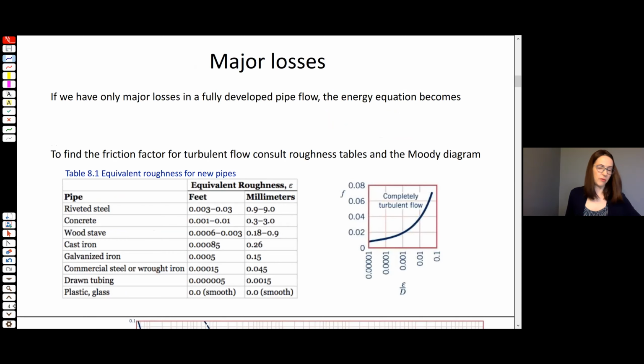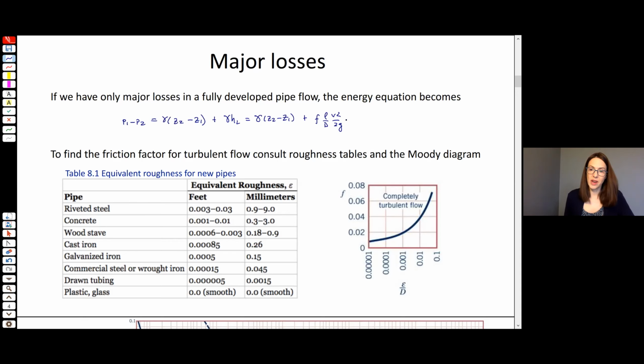So if we have only major losses in a fully developed pipe flow, we can rewrite the energy equation as follows in terms of a pressure difference between the two ends of a length of pipe. It's equal to gamma times the difference in heights plus gamma times the head loss. But if we write the head loss out, this becomes Z2 minus Z1 plus f L over D V squared over 2g, right? So that's that major loss term.